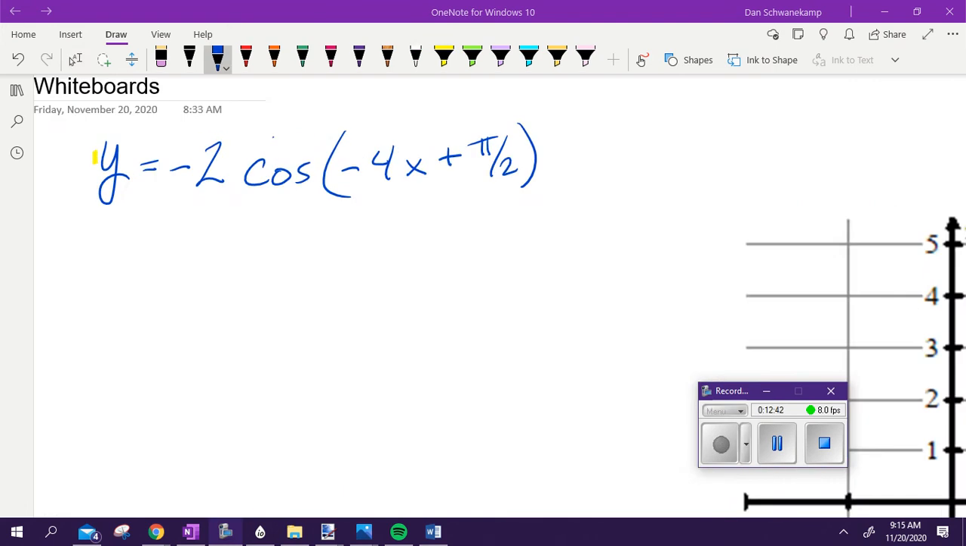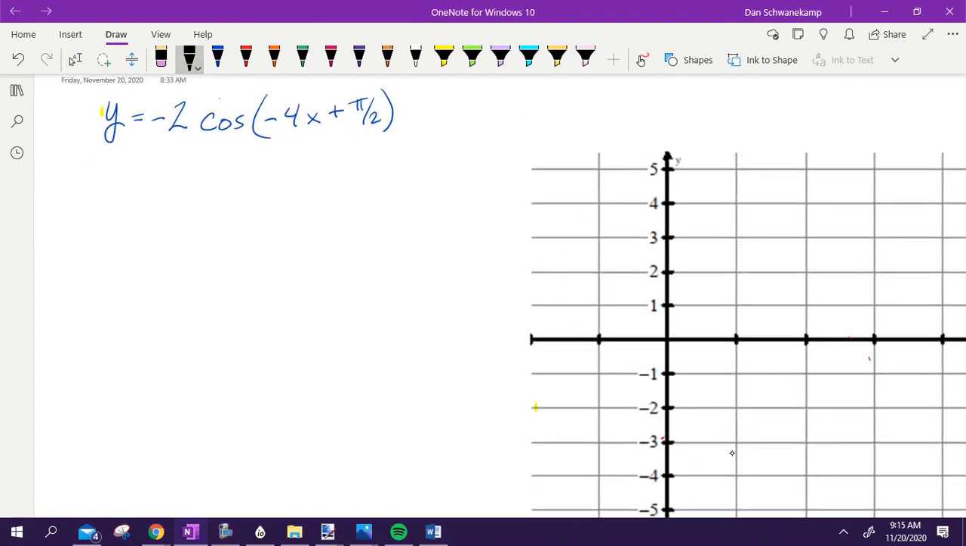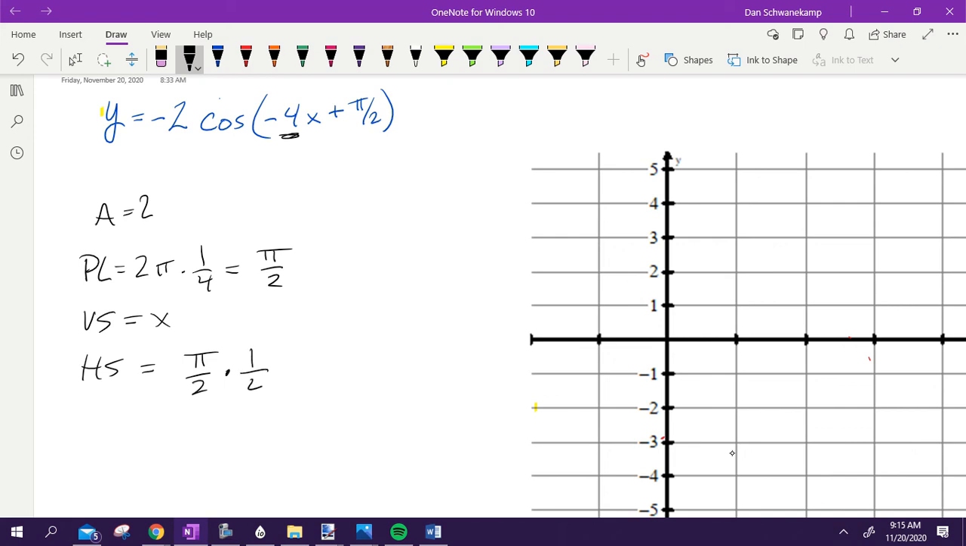Go. We are graphing this guy. A lot of stuff going on here. Let's see what we can do. Amplitude is 2. Period length is 2 pi, but then I got to multiply by the reciprocal, so it's 1/4. So my period length is pi over 2. My vertical shift is none. My horizontal shift, I start off with pi over 2, and then I'm going to multiply by the reciprocal of whatever's in front of my x. So I'm going to multiply by 1/4. I get pi over 8.